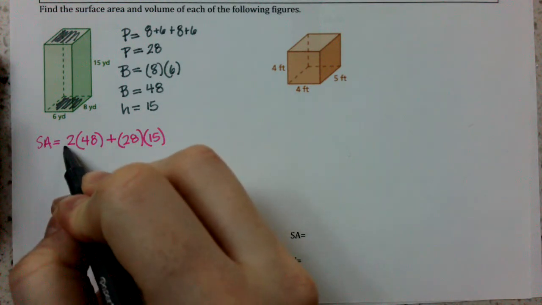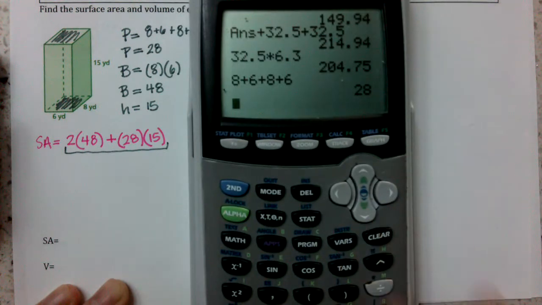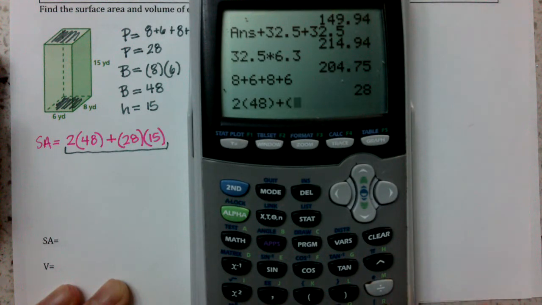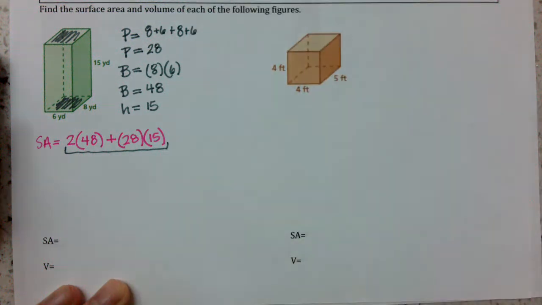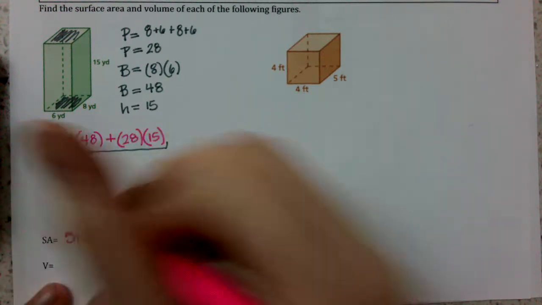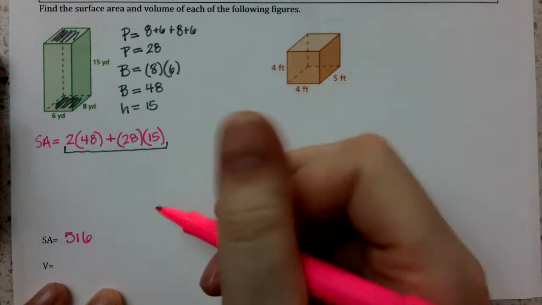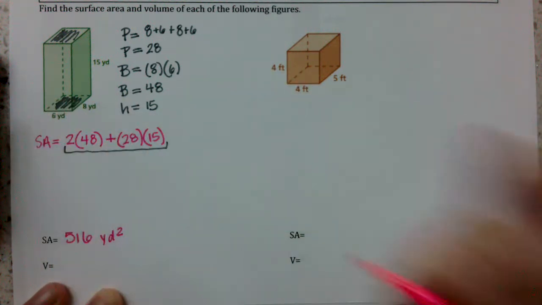And you can type this whole thing into your calculator using parentheses. And we get 516. So I'm going to go ahead and write this down here because there's a space for me to do that. 516. And I want to make sure we have our units. So area is always units squared. So we have yards squared.